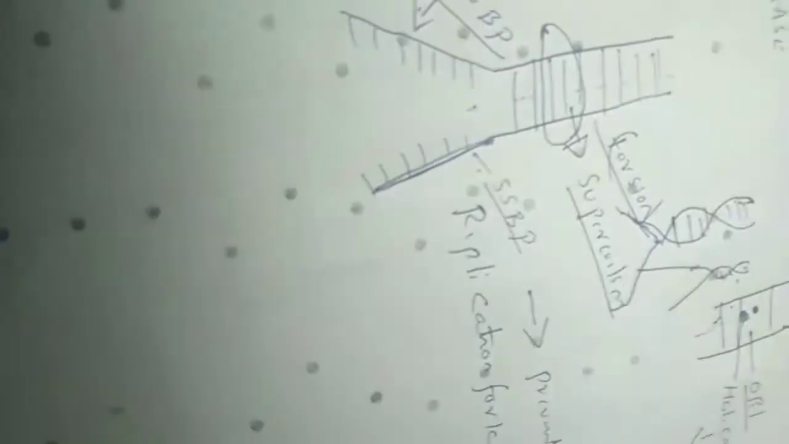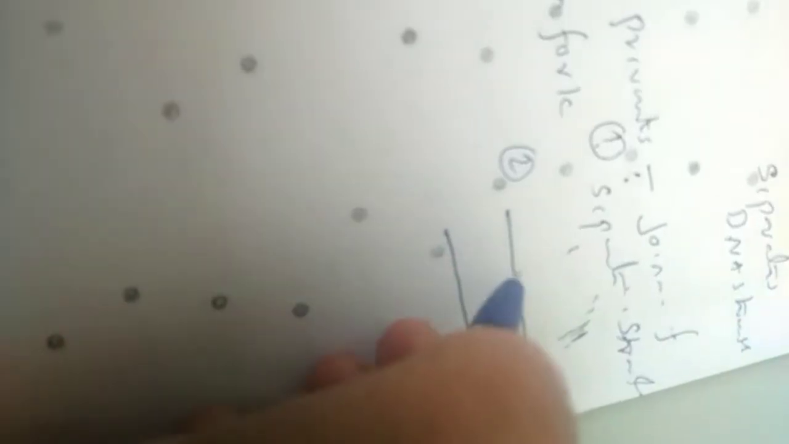How do they prevent it? They will not allow the reformation of hydrogen bonds between the separated nitrogenous bases. That is one thing. And the second important function of the same SSBP, this is the first function, second is, it gives stability to the separated DNA strand. See, this is now a separated DNA strand. So how does it provide stability?